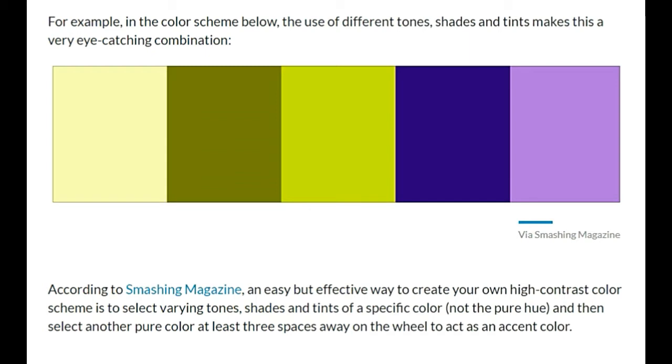For example, in the color scheme below, the use of different tones, shades, and tints makes this a very eye-catching combination. According to Smashing Magazine, an easy but effective way to create your own high contrast color is to select varying tones, shades, tints of a specific color, not pure hue, and then select another pure color at least 3 spaces away.